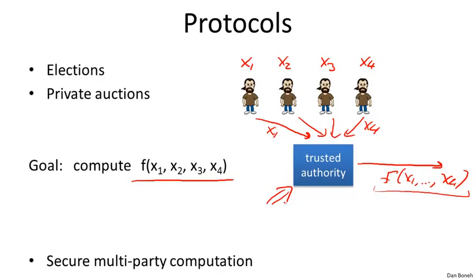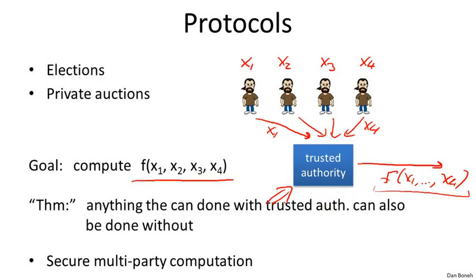It really is quite a surprising fact that says that any computation you'd like to do, any function f you'd like to compute with a trusted authority, you can also do without a trusted authority. Let me at a high level explain what this means.